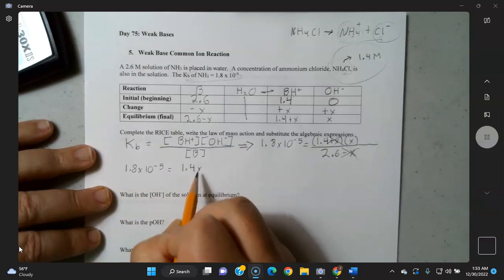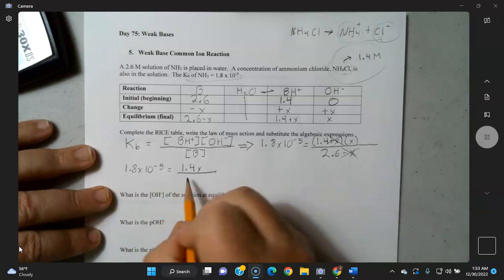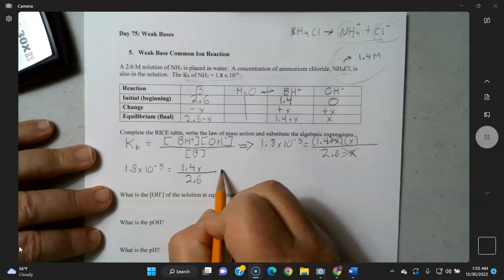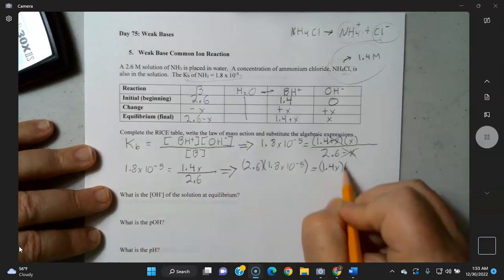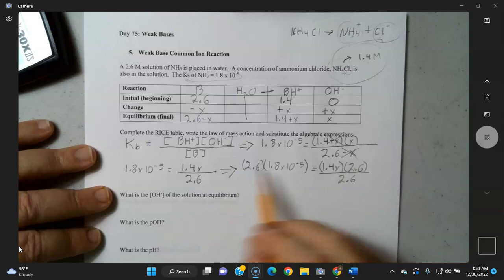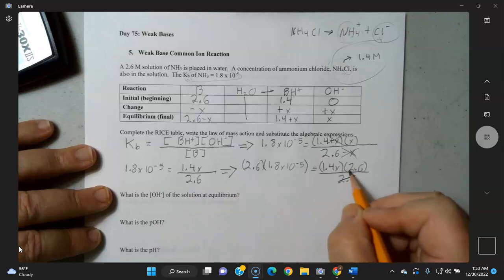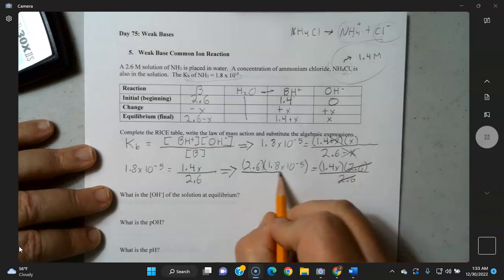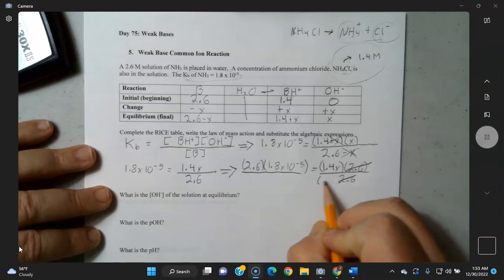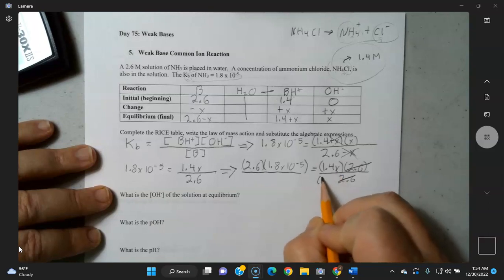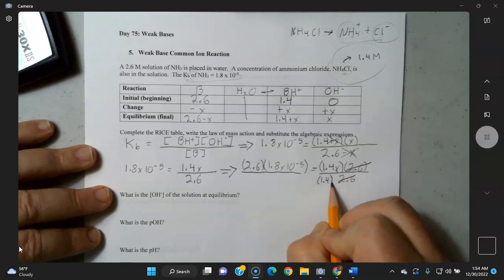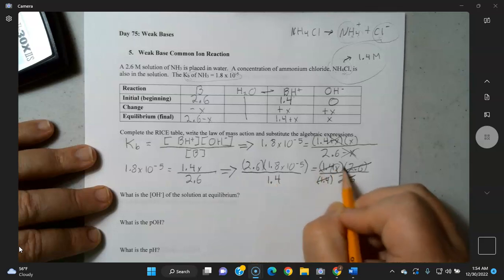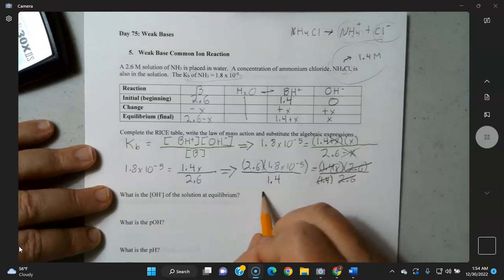And we'll just call that 1.4X. 2.6. Okay, so now it's just a math problem. So we multiply both sides top by 2.6. On this side it cancels. And now we divide both sides by 1.4. Not the X, just the 1.4. This cancels with this, so now all you have left is that X there.